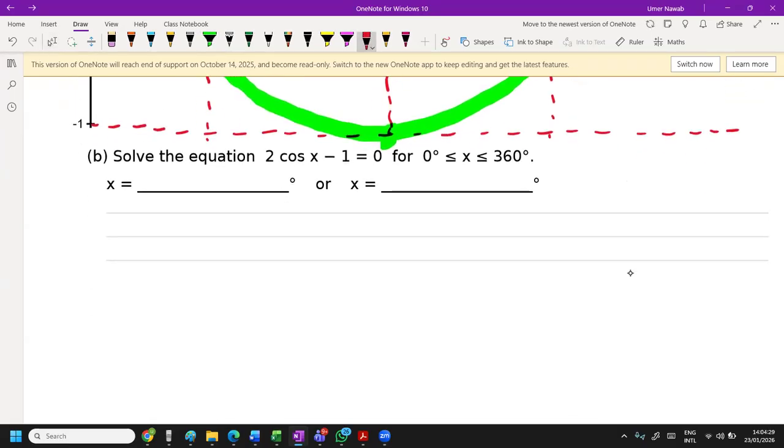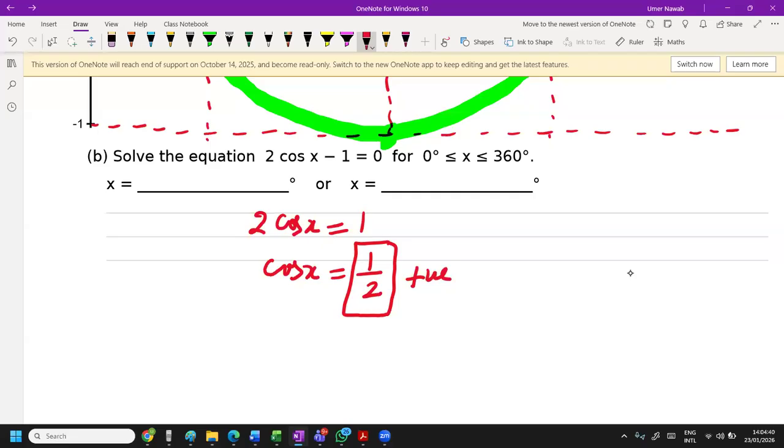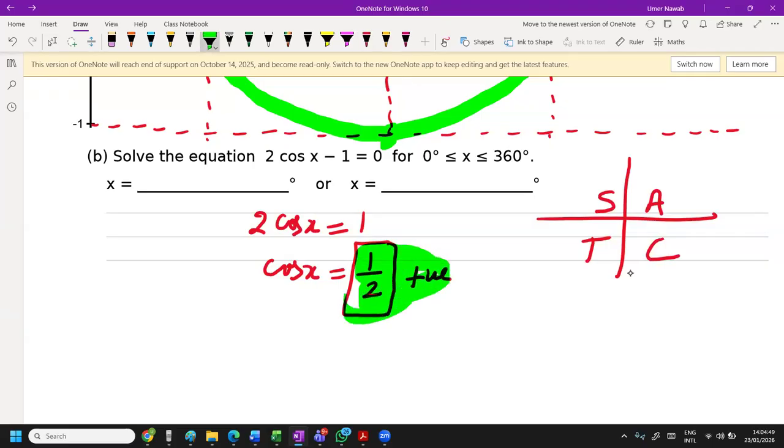I want to solve this algebraically. 2 cosine of x is equal to 1. Cosine of x is equal to half. Bravo, I got a positive answer. Now, quadrant diagram ASTC. Cosine is positive only in the first quadrant, where all are positive, and cosine is also positive in the fourth quadrant. This is your x, and this is 360 minus x.